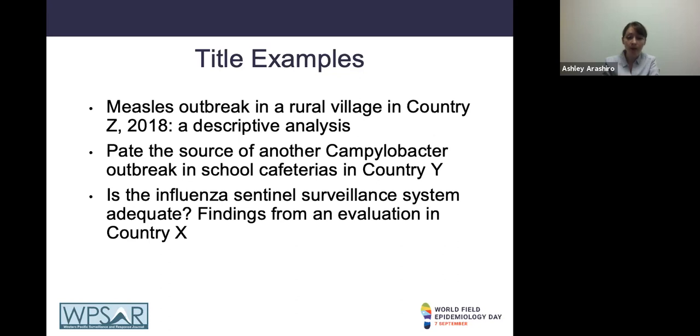Third, here's a title that's in the form of a question: "Is the influenza sentinel surveillance system adequate? Findings from an evaluation in Country X." This title tells us the study's research question and lets us know that the purpose of this article is to present the results of an evaluation conducted to answer that question.